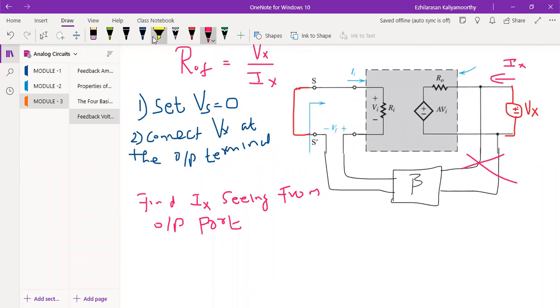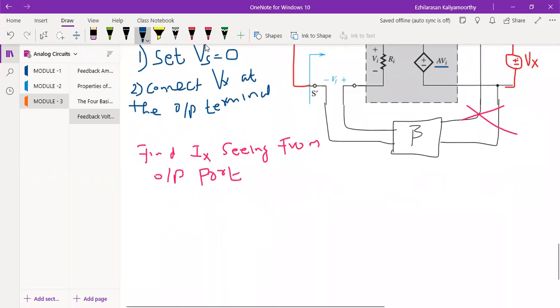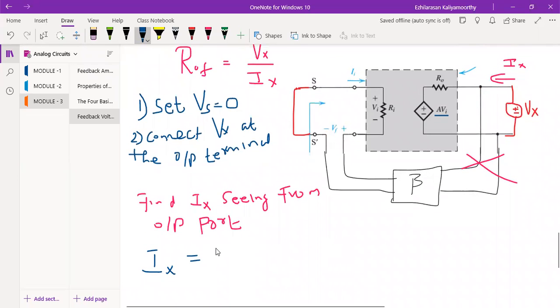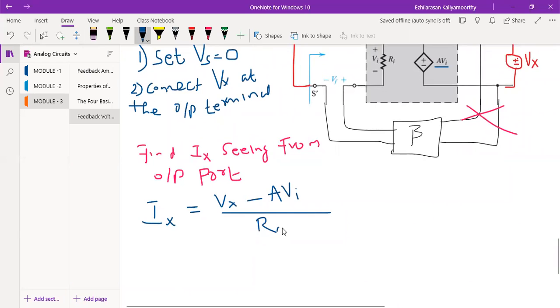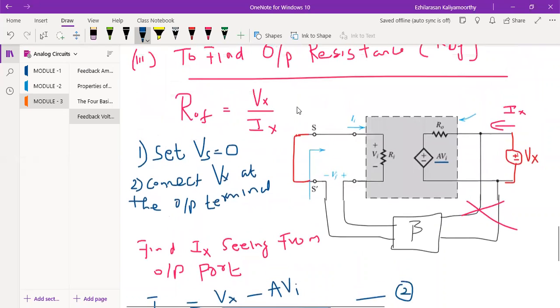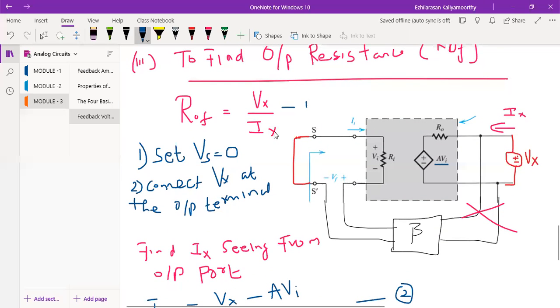Whatever this portion is, it is nothing but also a voltage source only. It's a voltage dependent source. So from this, I can write Ix is equal to this source, that is Vx, minus this source, A Vi, divided by the resistance R naught. Consider this is equation number 2, because I am going to consider the earlier one as equation number 1.